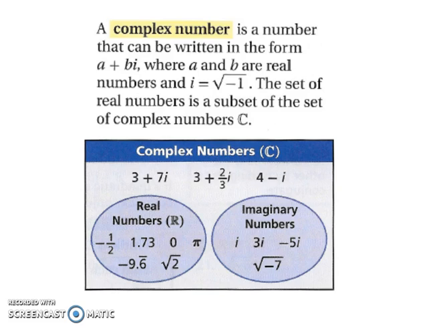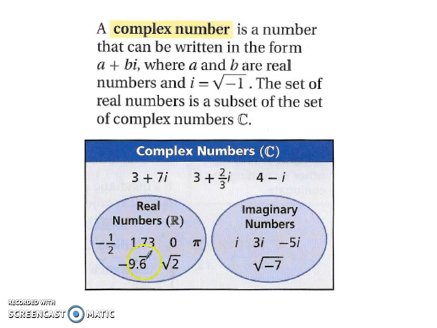Alright, so now let's look at where complex numbers fall into play. A complex number is a number that can be written in the form a plus bi, where a and b are real numbers, and i equals the square root of negative 1. So together, the 7i makes up the imaginary part, and since the a, or the 3 here, doesn't have any imaginary numbers, it is completely real.